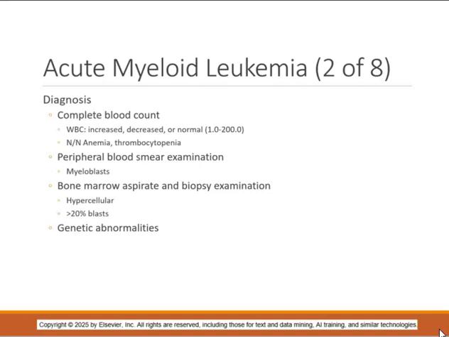So the white count won't always be, it could be normal. I've seen that too. They're usually anemic. It's a normochromic normocytic anemia. They usually have a very low platelet count. Not always, but usually. And on the peripheral smear, we start seeing blasts, and we go by the company they keep. Myeloblasts are usually there because we'll see some bands and segs and stuff like that.